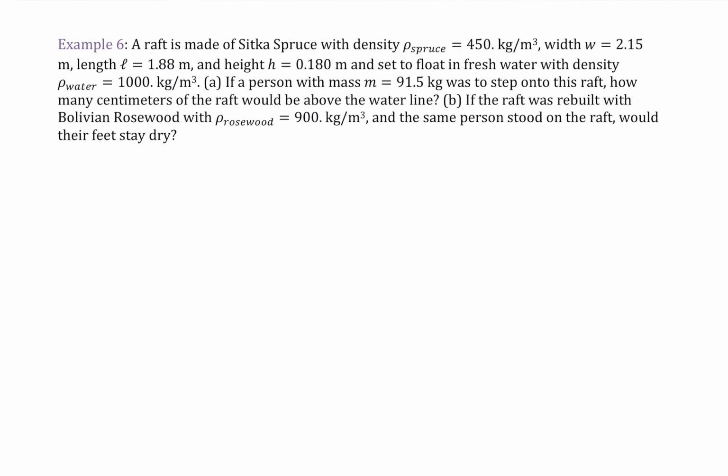So a raft is made of Sitka spruce with a density of 450 kilograms per cubic meter, has a width of 2.15 meters, a length of 1.88 meters, and a height of 18 centimeters. It's set afloat in fresh water with a density of 1,000 kilograms per cubic meter. If a person with a mass of 91.5 kilograms was to step onto this raft, how many centimeters of the raft would be above the waterline? Okay, so how do we do this? By the way, I looked up Sitka spruce because it's one of the least dense woods out there, so it makes a really good raft.